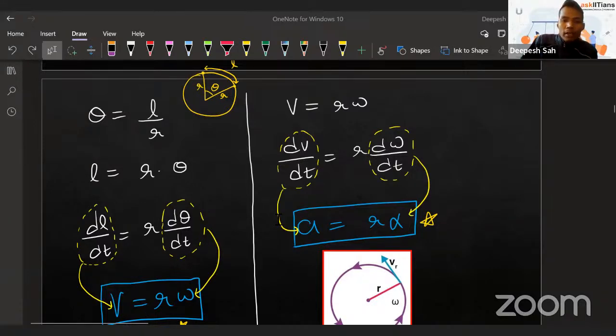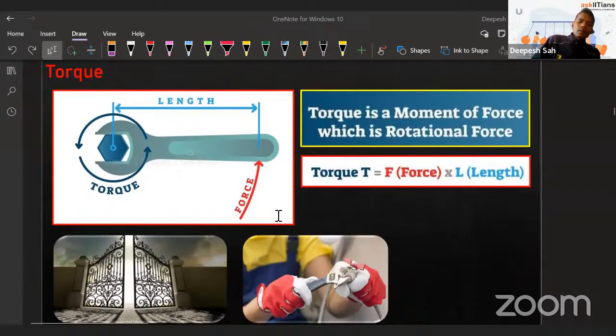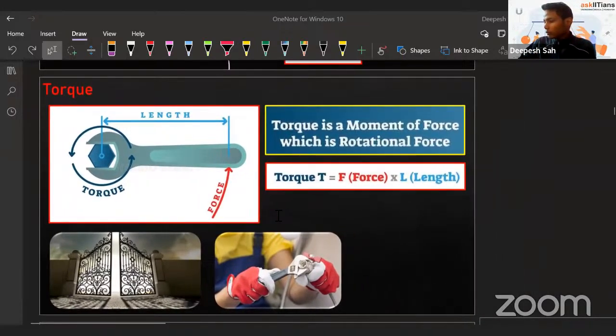So now the next topic is all about torque. It's very simple.